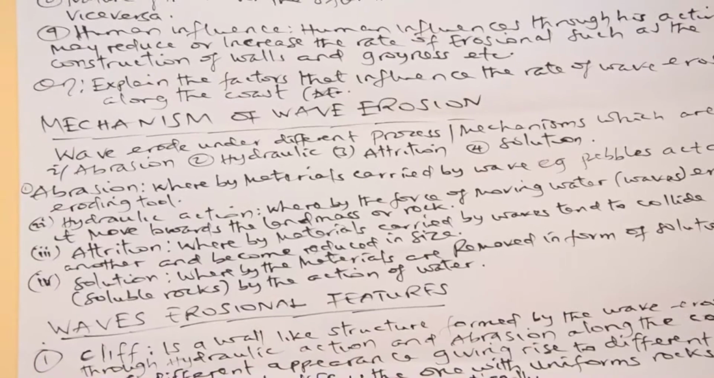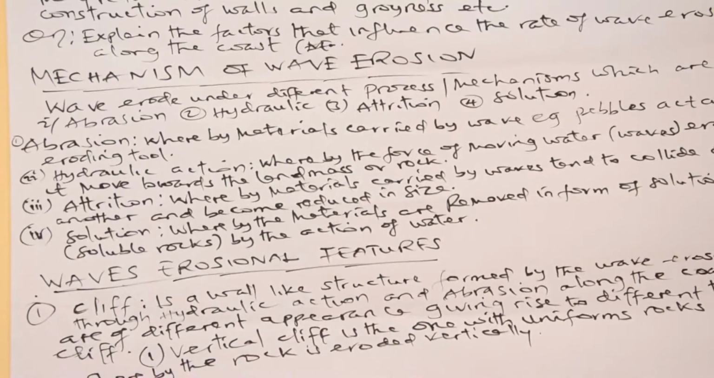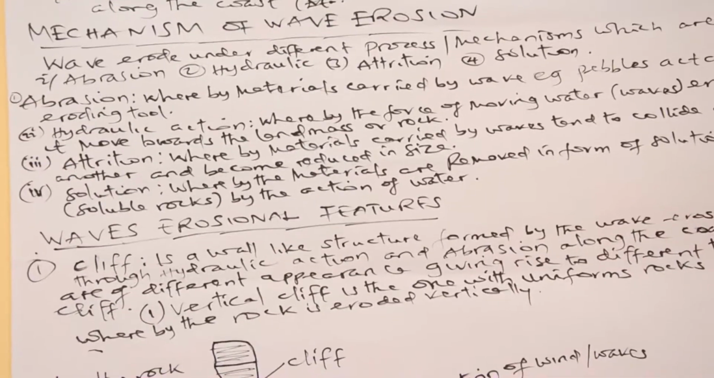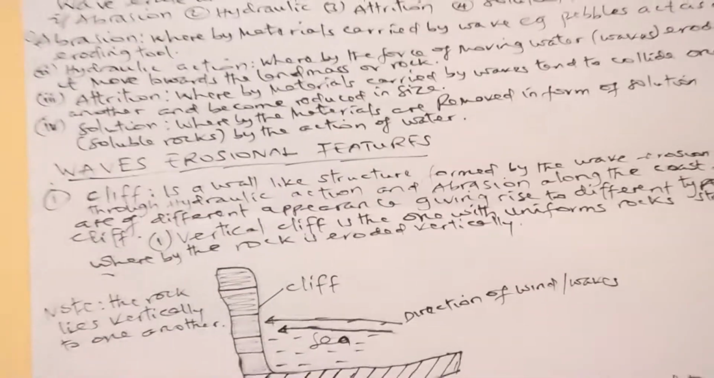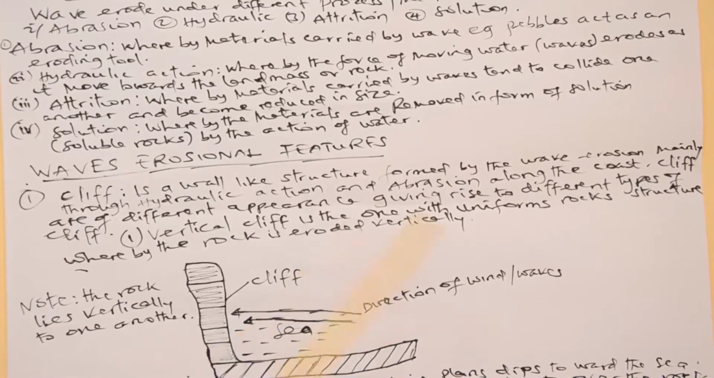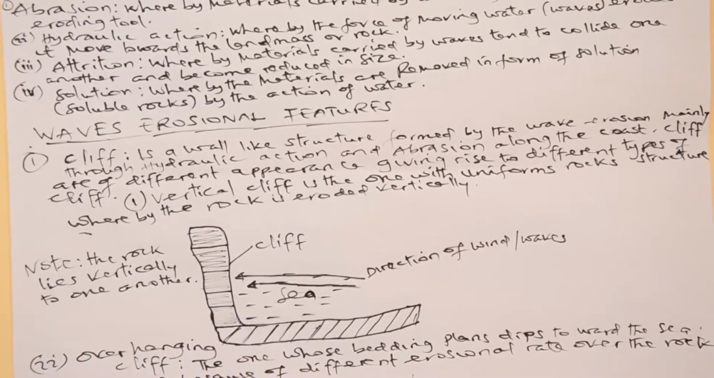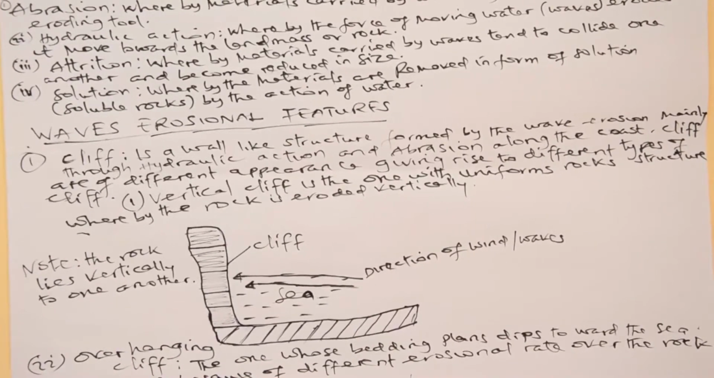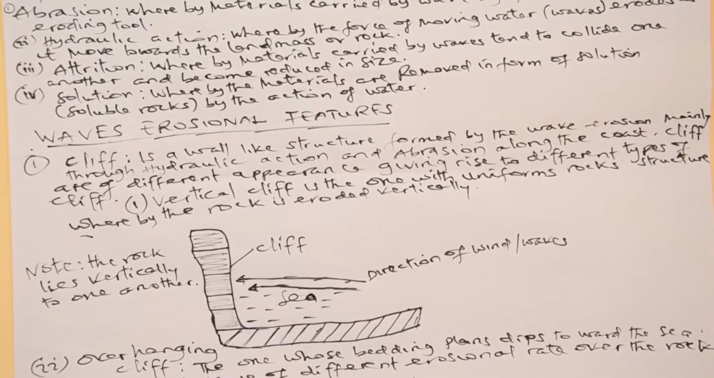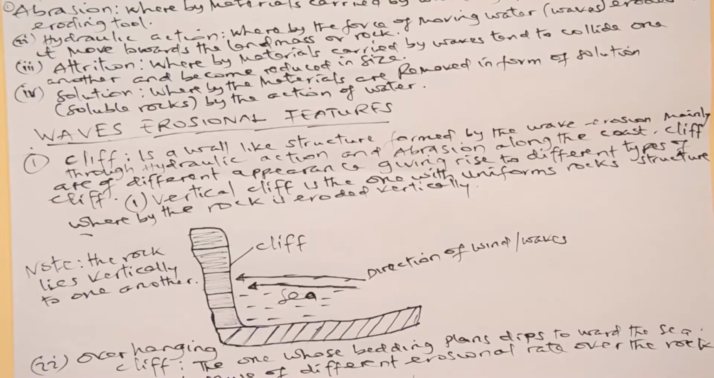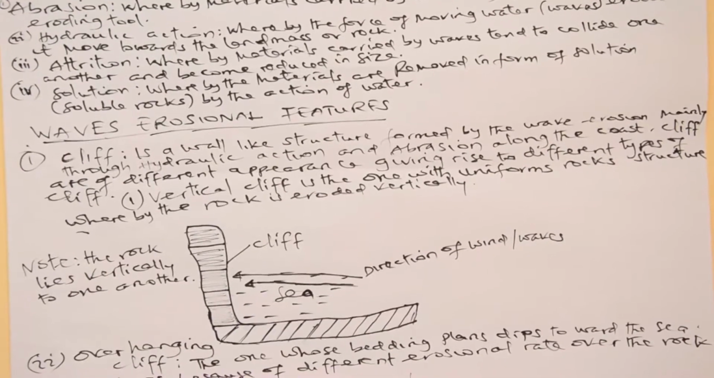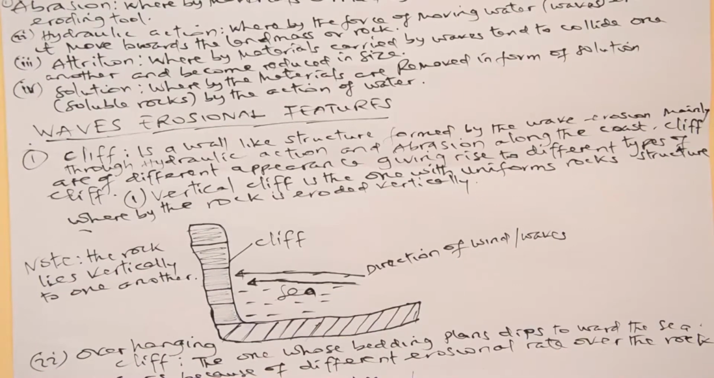Another is solution, whereby materials are removed in the form of soluble rock by the action of waves. Wave erosion features. Dear students, wave erosion features are features that can be caused by wave action. You have to remind yourself that we described different erosive features caused by wave action. Here we are describing the erosive features caused by wave action.